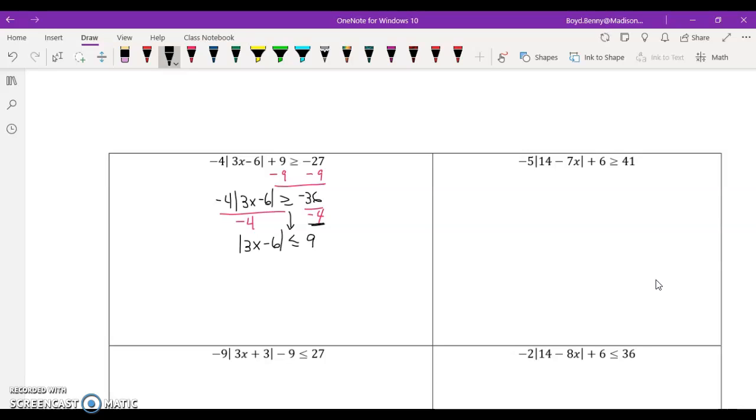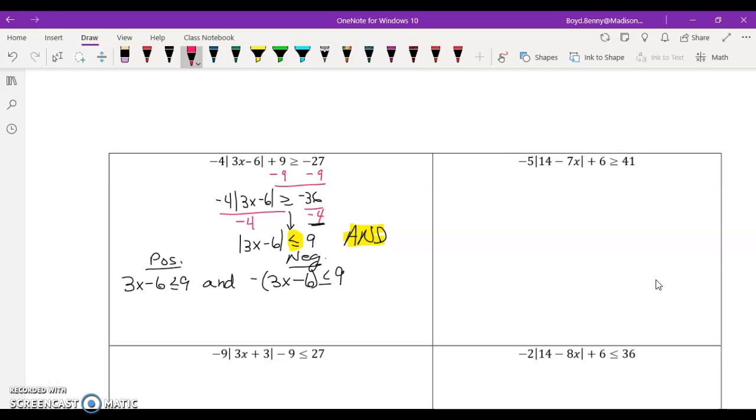So now I can write those two inequalities. I need the positive and I need the negative. This happens to be a less than at this point, so this is an and. What tells me that is this symbol right here when I have the absolute value isolated. So my two inequalities would be 3x minus 6 is less than or equal to 9, and the opposite of 3x minus 6 is less than or equal to 9.